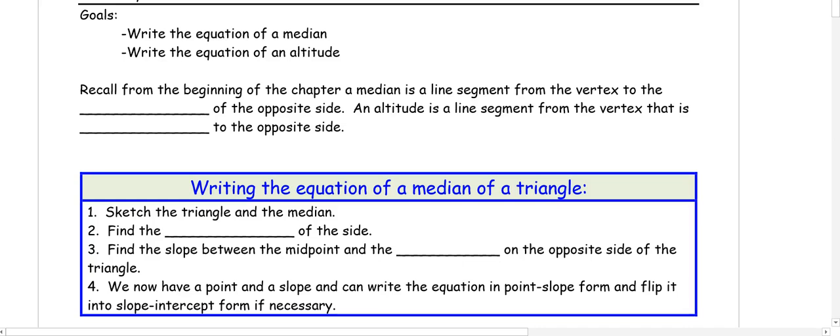This video is about writing the equation of a median and writing the equation of an altitude. So recall from the beginning of the chapter that a median goes from the vertex to the midpoint of the opposite side. An altitude is a line segment that goes from the vertex that is perpendicular to the other side. So let's first talk about writing the equation of a median.